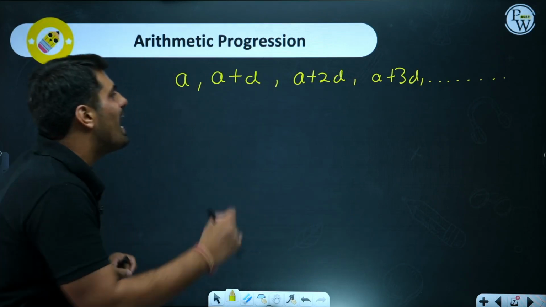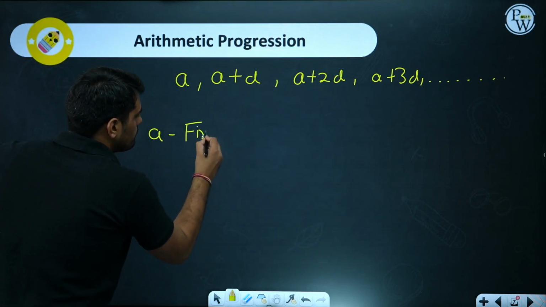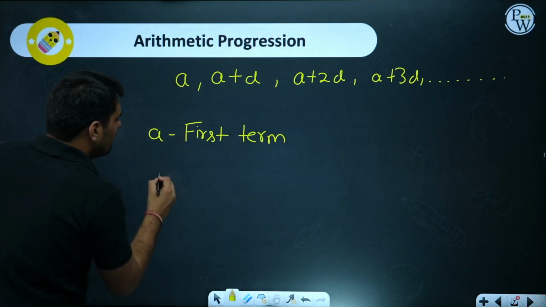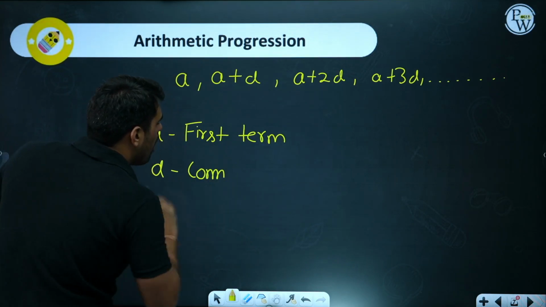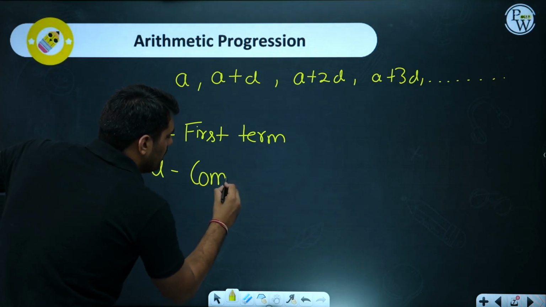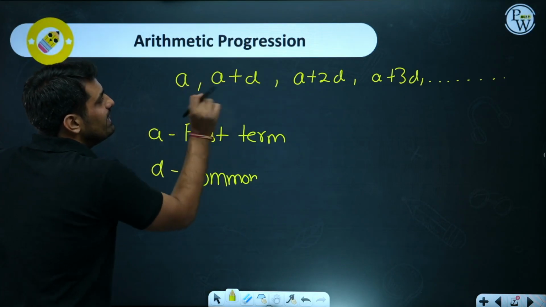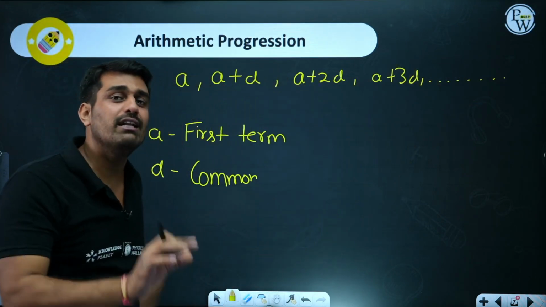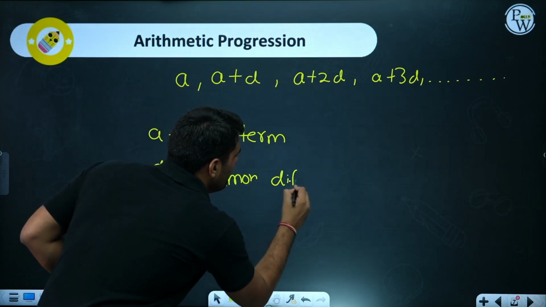Now, in this we have a general vocabulary. A is called our first term. What about D, sir? D is called the common difference. Why common? Because it is common among all the terms. In this, the difference between these two, the difference between these two, and the following one, the difference will always remain D. So common difference.